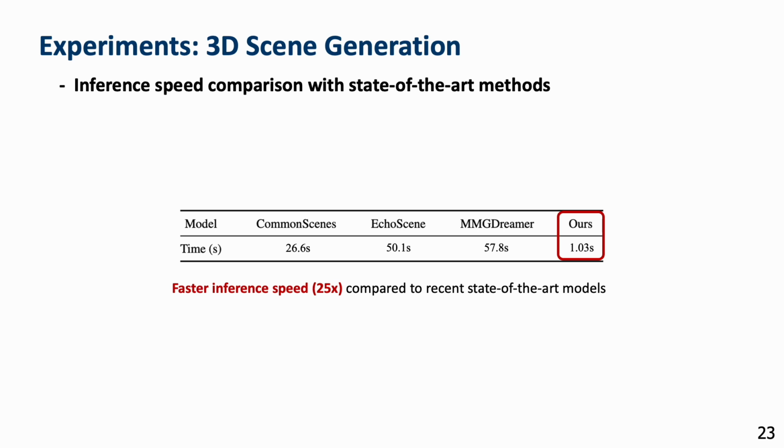Also, we compare inference runtime between prior methods and our approach. Diffusion-based models, including CommonScenes, EchoScene, and MMG Dreamer, require between 26 seconds and nearly 1 minute per scene. In contrast, our method achieves a runtime of only 1.03 seconds. Since responsiveness is critical in AR/VR environments, these results demonstrate that our design choice of adopting a VAE-based architecture is highly effective for practical interactive applications.